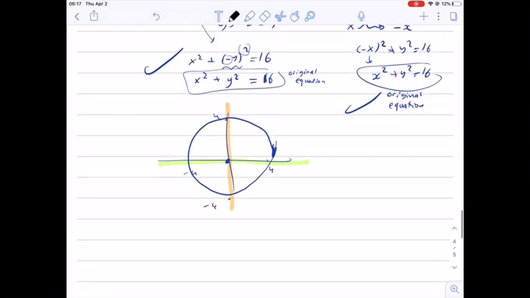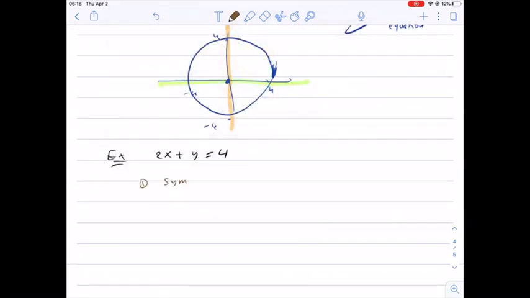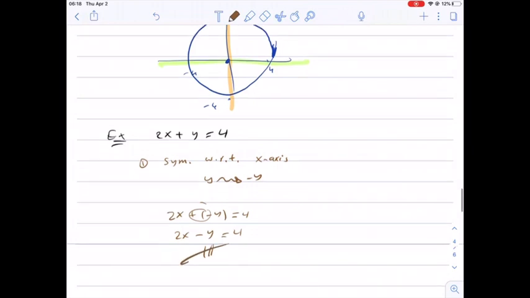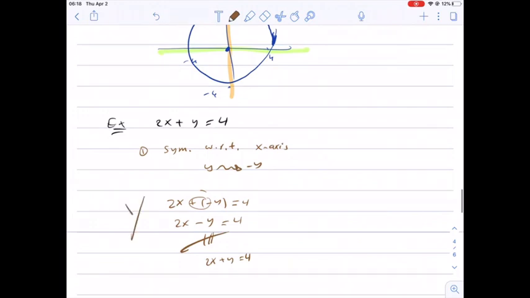Okay, now the last example here in this part is the following equation: 2x plus y equals 4. We want first to study the symmetry with respect to the x-axis. In this case, we change y into negative y, so we have 2x plus negative y equals 4, and that's 2x minus y equals 4. This is not equivalent to the original equation, so the answer is no here.